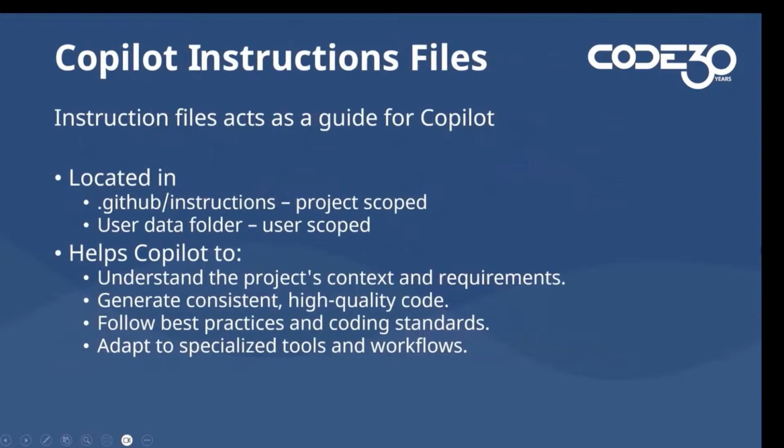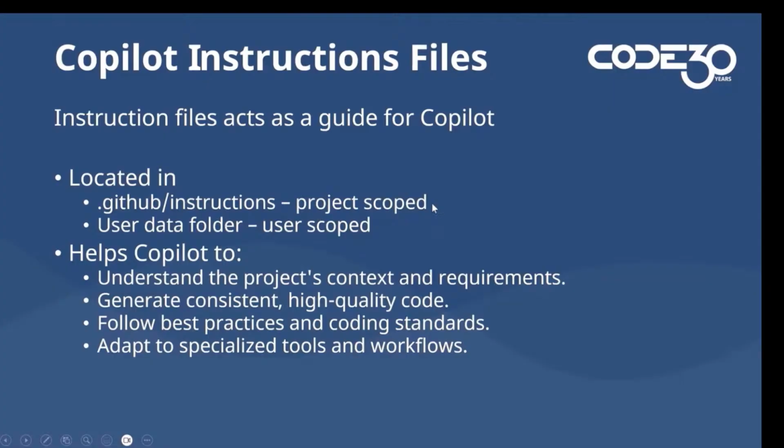So moving on, let's talk about instruction files. These instruction files act as a guide for Copilot, and you can locate them in two different places. You can put them in the .github folder in the instruction folder, and then any instruction files. And these instruction files, you'll see, are just markdown files. It's just text that you're providing as if you had typed it into the chat window. And they're all scoped to the project, which means that they're checked in as a part of the source control. When another developer opens up that project, they will have those same instruction files available to them.